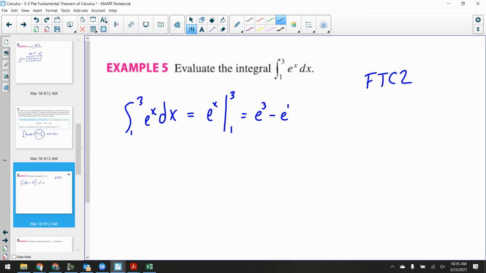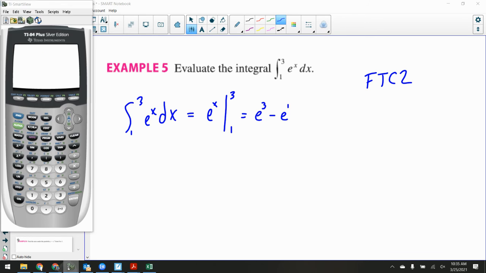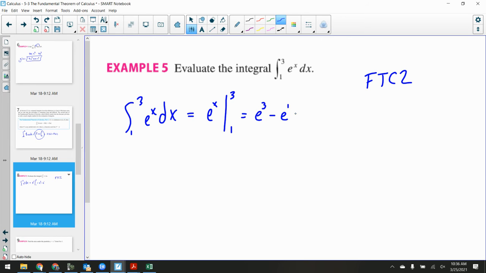Now, is this e to the 2nd? No. That would be e to the 3rd over e to the 1st, right? It's very tempting to try to say that. You could leave it like that. That's the simplified version. But I'm going to go to my calculator and figure out the decimal value. The book actually leaves that as the answer. E to the 3rd minus e to the 1st is 17.37.